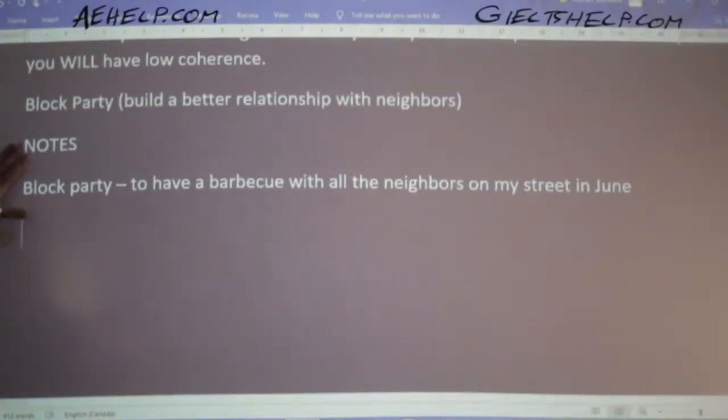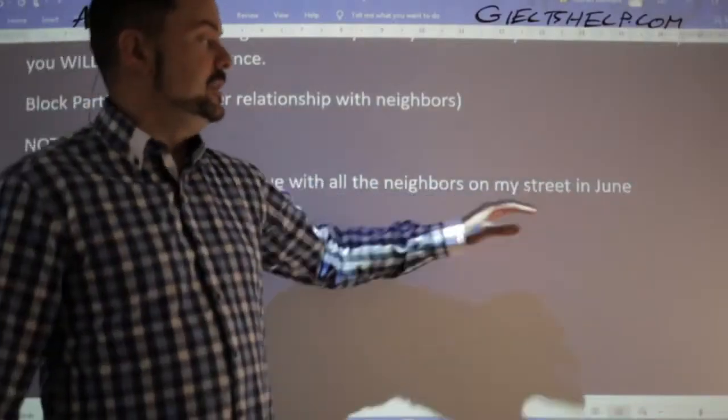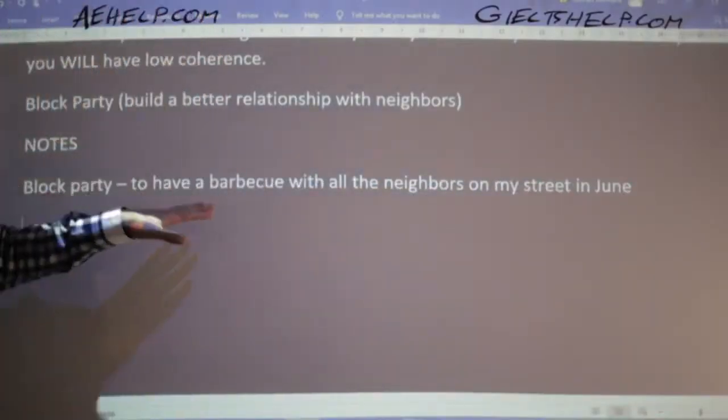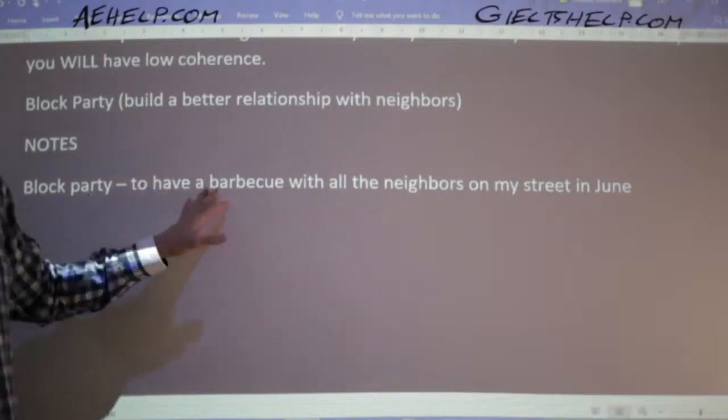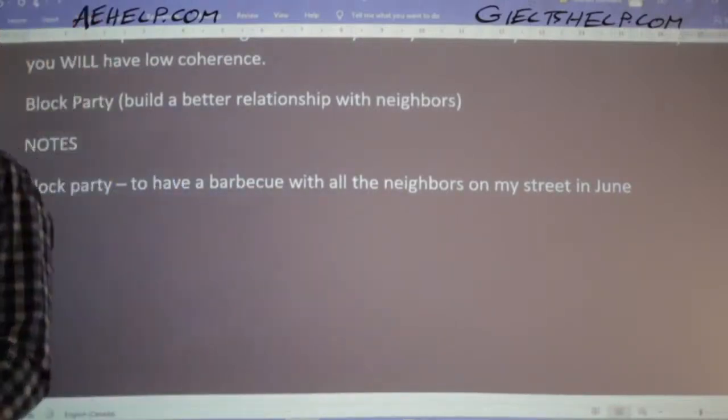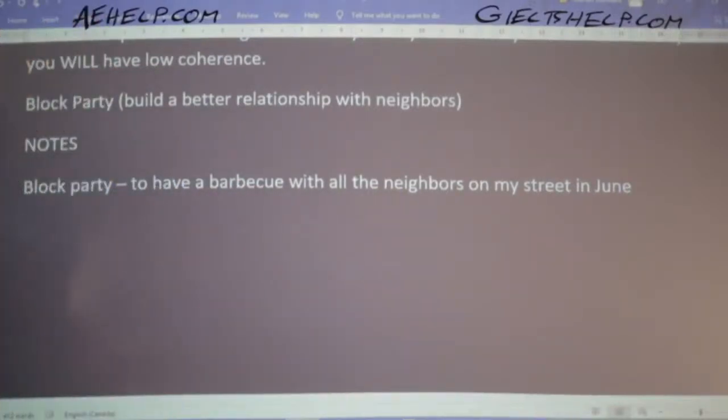So we have our notes. Of course, our notes should be very, very short. I'm just writing this so you have a clear idea. So block party June would be my notes. Block party June barbecue with all my neighbors. Okay, that is the idea.